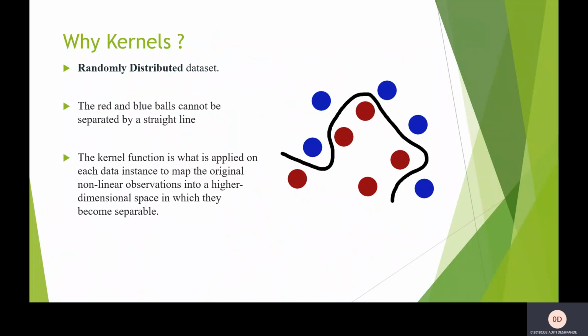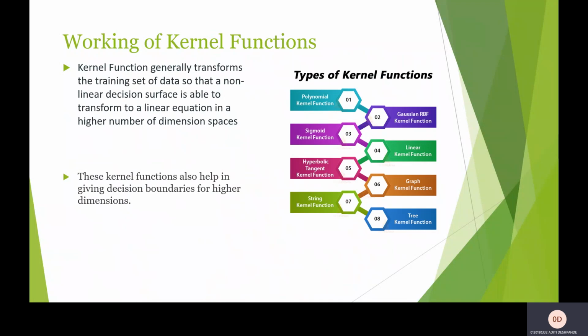Next is the working of the kernel functions. Kernels are a way to solve non-linear problems with the help of a linear classifier. This is known as the kernel trick method. The kernel functions are used as parameters in the SVM codes. They help to determine the shape of the hyperplane and decision boundary. We can set the value of the kernel parameters in the SVM code.